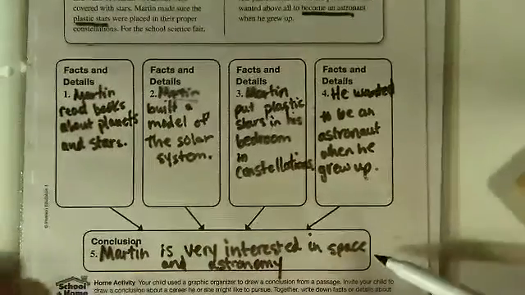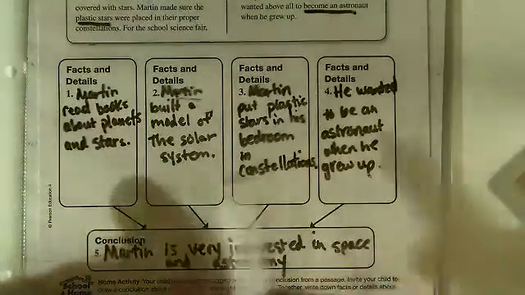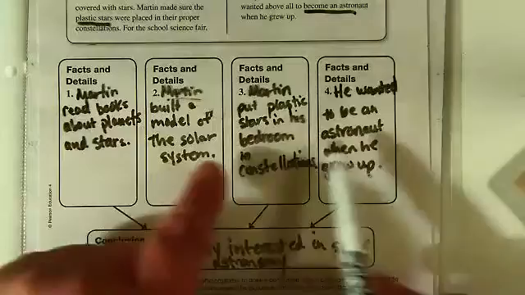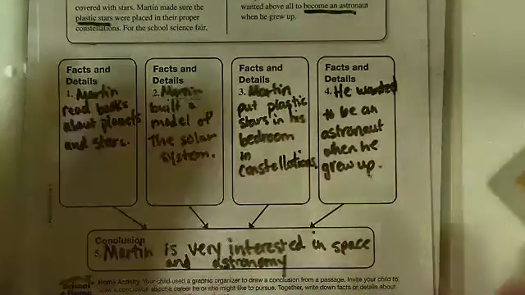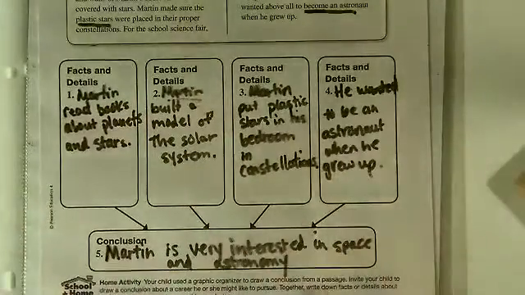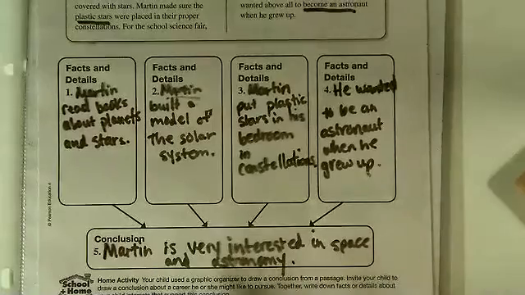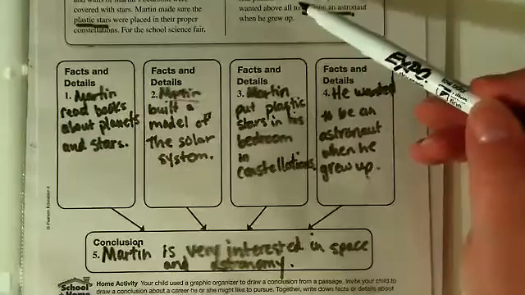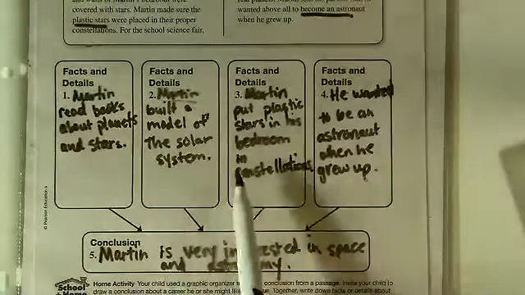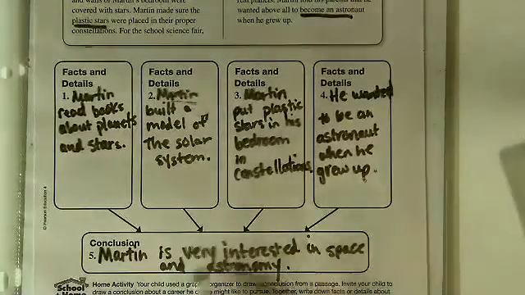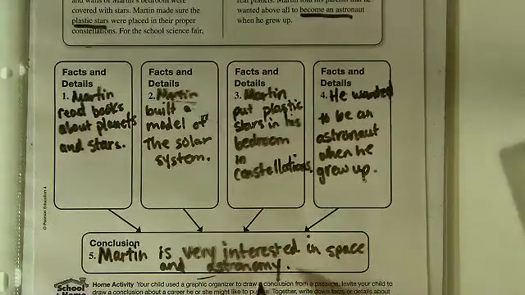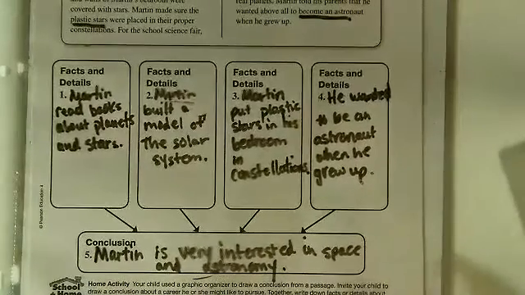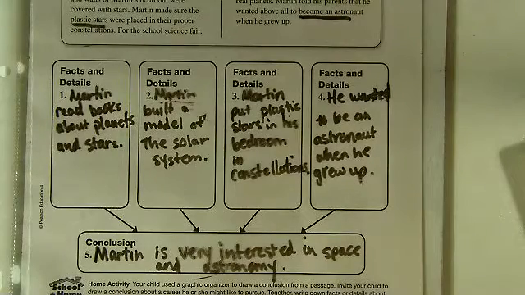And so I'm not giving you exact words from here, but I'm taking all this information and giving myself a good sentence about who Martin is. It doesn't say up here that he's very interested in space and astronomy, but it gives me all these clues, all these details to help me figure this out about Martin. So that's a review on doing the skill of drawing conclusions. Hope that helped.